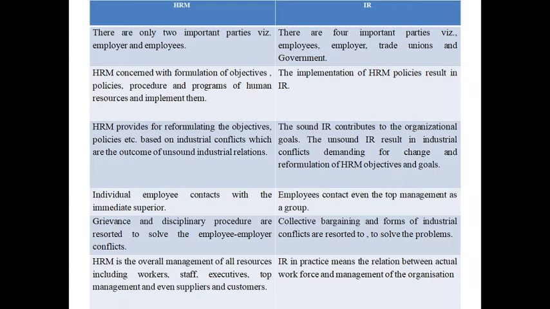In case of industrial relations, there are four important parties: employees, then employees' representatives, that is the trade union, then the employer or there may be an employers' association, and the government. In framing laws, government intervention is there. HRM is concerned with formulation of objectives, policies, procedures and programs of human resource and implementing them.